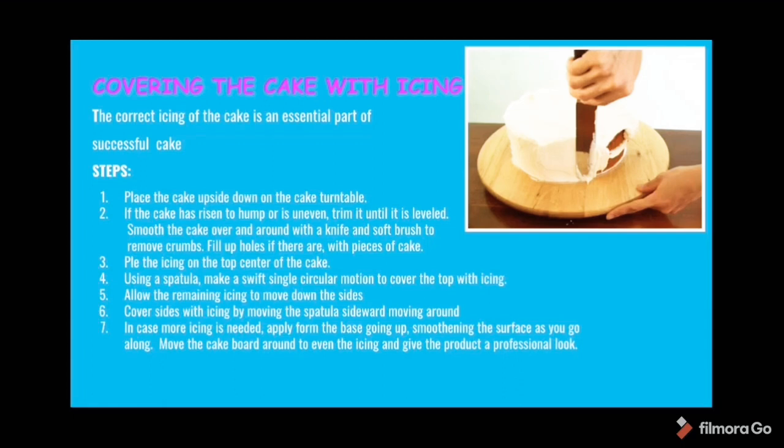Why do we need to apply it from the base then going up? It is because of gravity, to avoid pulling down the icing product. Then move the cake board around to even the icing and give the product a professional look.